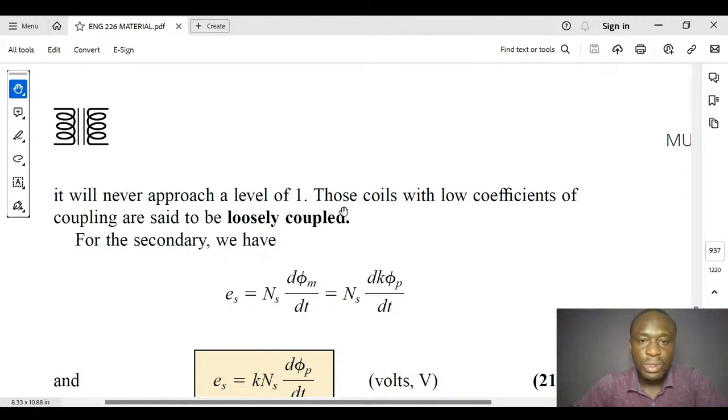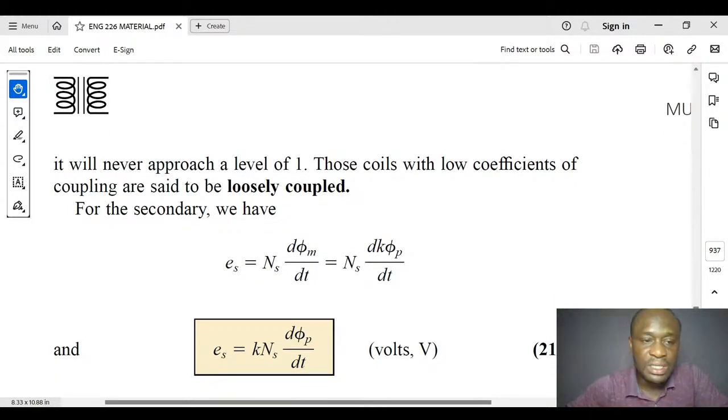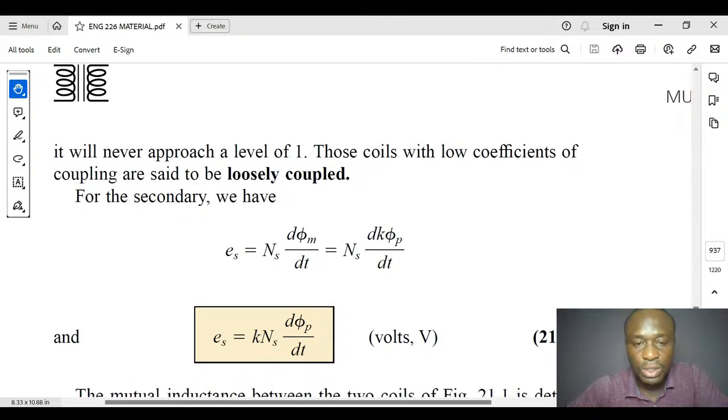So the lower the coefficient of coupling of a transformer, the more loosely coupled it is, which means you will lose so much voltage at the secondary side. And this can cause a heating effect in the transformer, when what we are aiming to get at the secondary is being lost as heat. It can cause the transformer to heat up, and that causes some transformers to make a humming sound, which means it's not coupled very well.